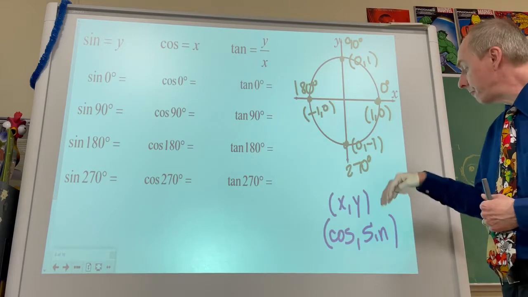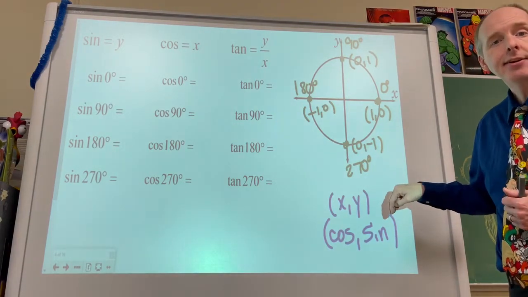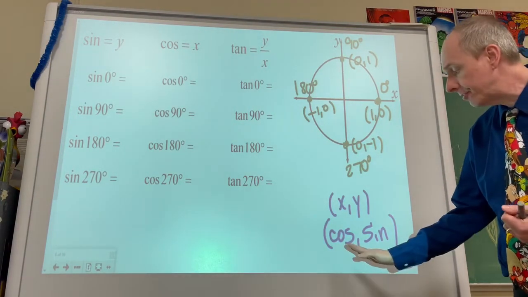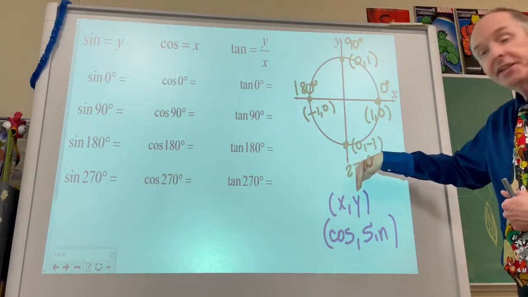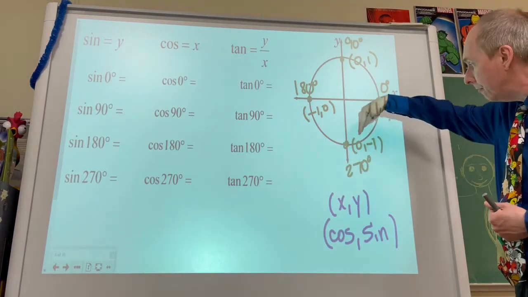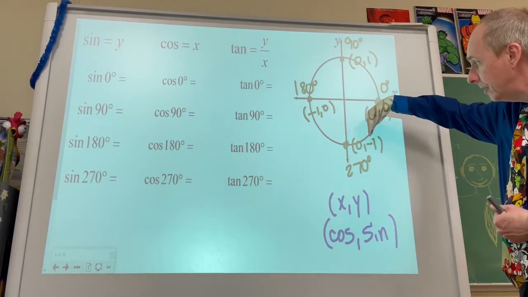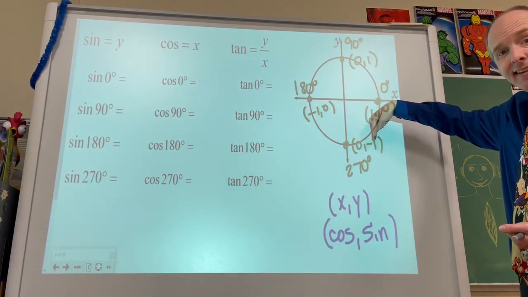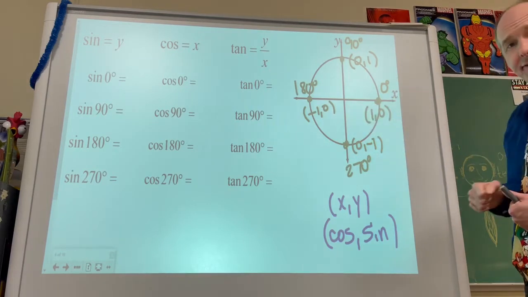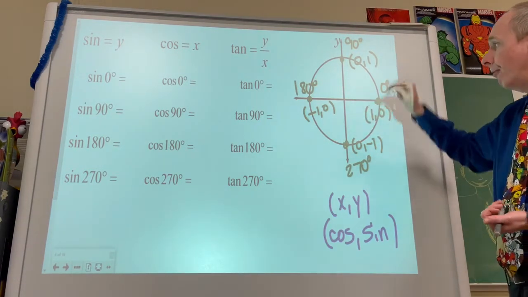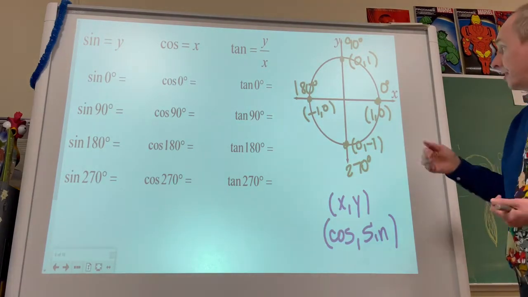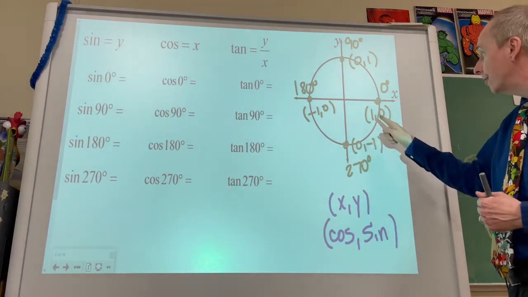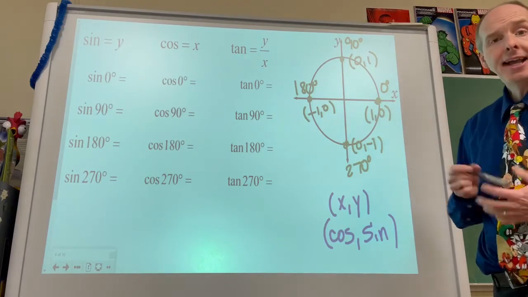Cosine comes first, sine is second. These are the answers. 1, 0, 0, 1, -1, 0, 0, -1. Those are the answers staring at us all along. Cosine comes first, sine is second.